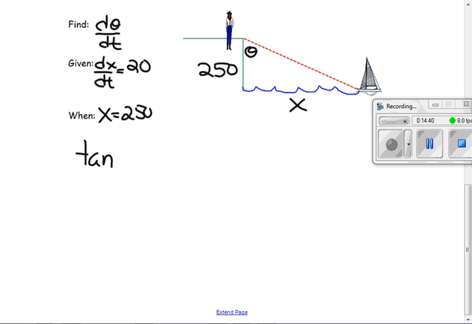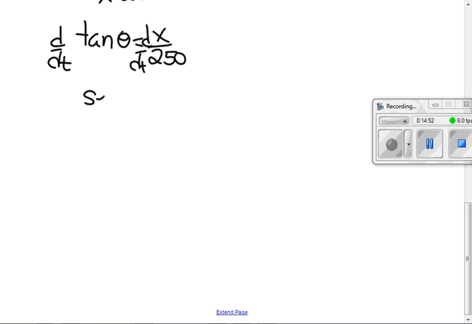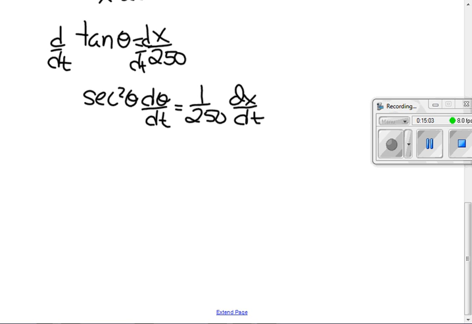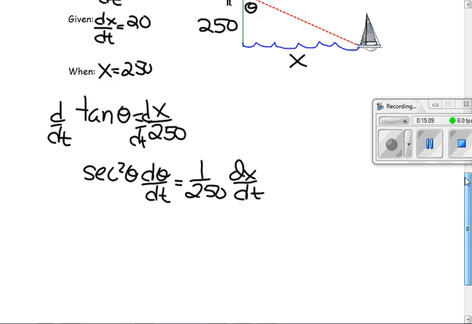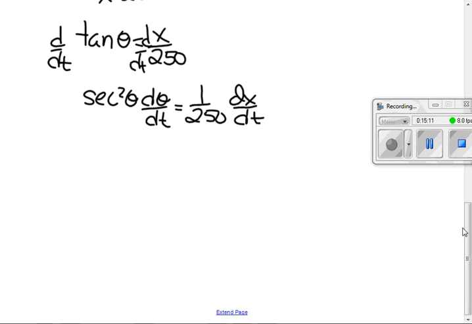So the tangent of theta, then you take the derivative. Secant squared of theta, d theta/dt, equals 1 over 250 times dx/dt. And I know something. Do I know dx/dt? This is 20. I want to find this.